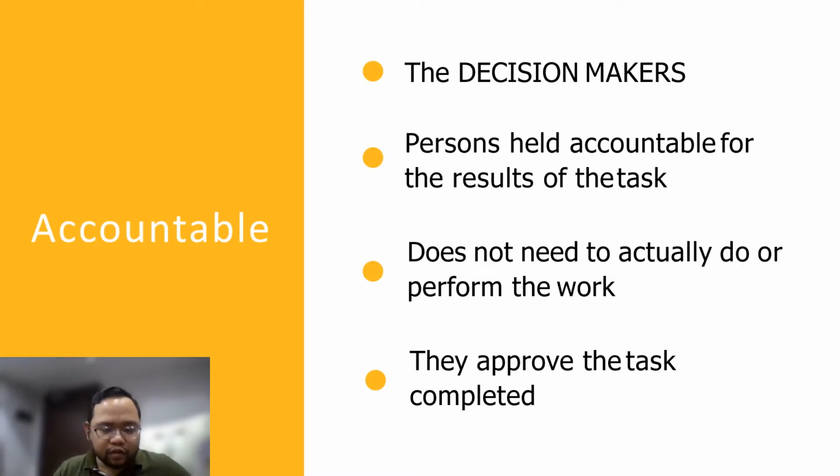Now, the accountable component speaks of the decision makers. This is the person that actually decides, signs off, or approves the specific task or activity identified. This person or these persons are the ones held accountable for the result of the task, whether it is completed or if it fails. So, accountable persons do not actually need to do anything. They don't need to perform the work, they don't need to be involved with completing any part of it. They just approve the task. Essentially, the buck stops with them.